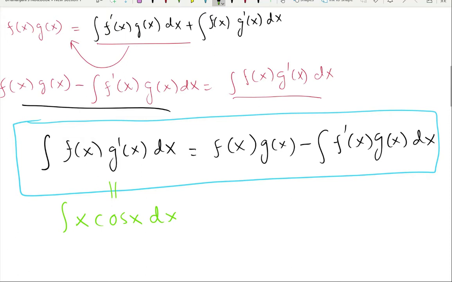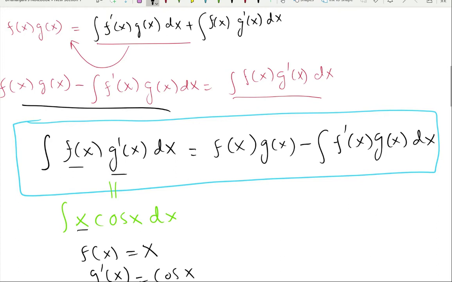Now if you compare these two, let's say my f is x. I just go with the pattern. f is x, g'(x) is cosine x. x is the first function written here, so I went with f to be x, g' to be cosine x. But that doesn't always work, so you have to choose f and g' very smartly. You cannot rely on the pattern, but that we will learn in future. Don't focus on that for now. I just randomly chose my f and g'.